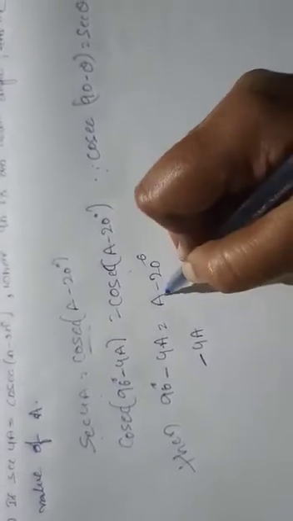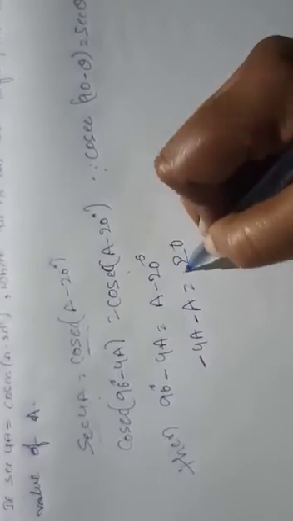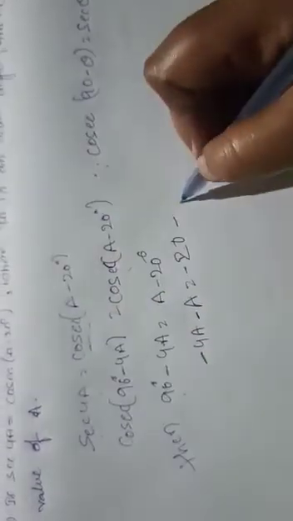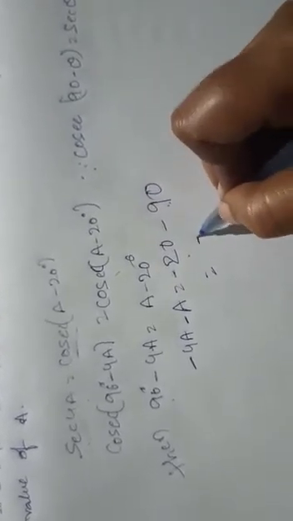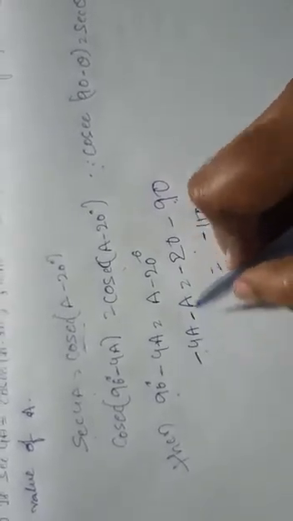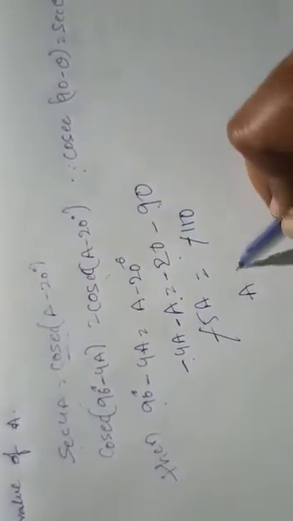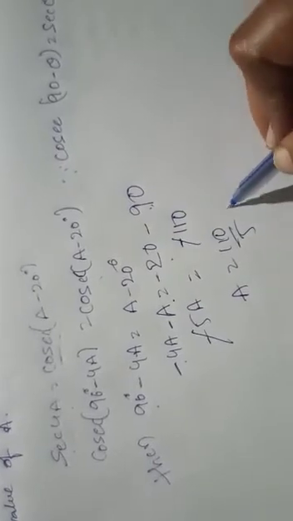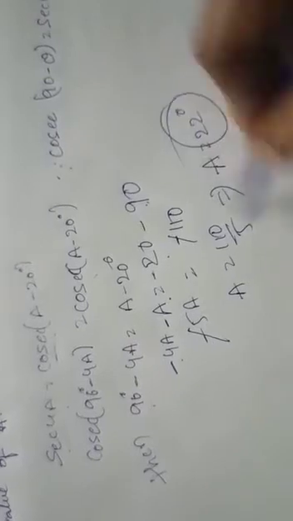Minus 4a comes to this side, minus a, minus 20 plus 90 comes to this side, it becomes minus 20 minus 90, minus 110. Minus 4a minus a is minus 5a. Minus gets cancelled, a equals 110 by 5, then a equals 22 degrees. Here the value of a is 22 degrees.